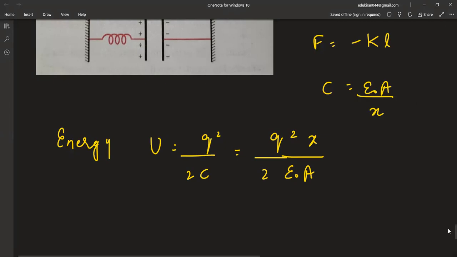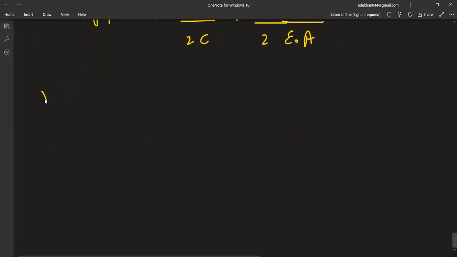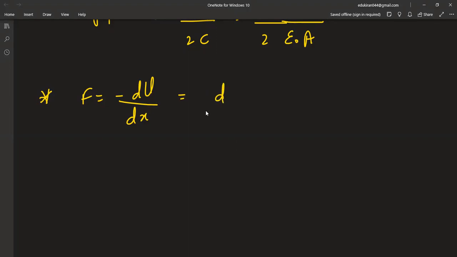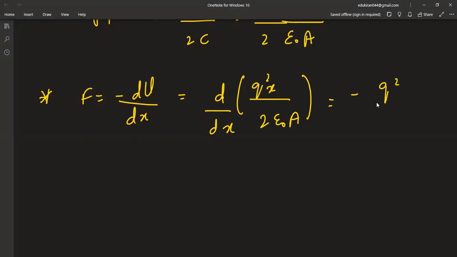Now, electrostatic force is a conservative force. This is one very helpful thing that will help you to answer your exams. F is equal to minus dU over dx. Because it's a conservative force, we write it like this. It's a formula of it. This is energy, so d over dx of U, where U is Q square X by 2 epsilon naught A, is equal to minus Q square by 2 epsilon naught A.